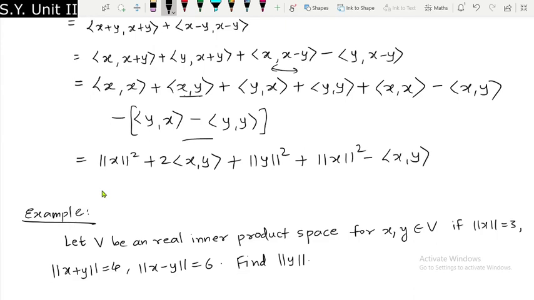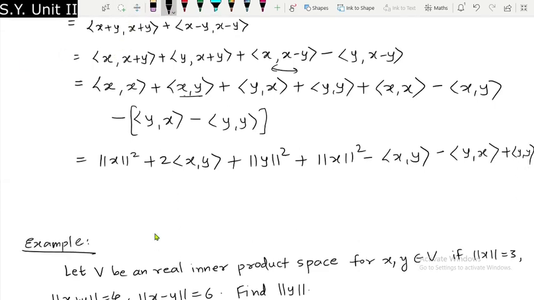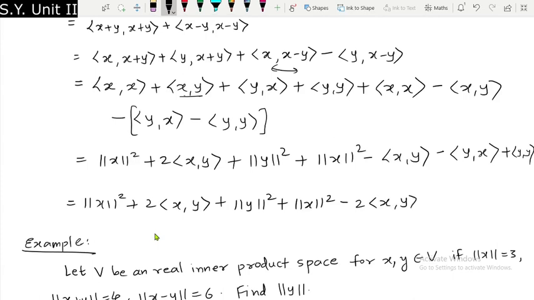Now if you put this minus sign inside, what are you going to have? Minus inner product of y with x, and this will be plus inner product of y with y, and this will be further equal to norm of x square plus twice inner product of x with y plus norm of y square plus norm of x square. Now this inner product of y with x is the same as inner product of x with y, so this will be minus again twice inner product of x with y, and plus inner product of y with y will be norm of y square.